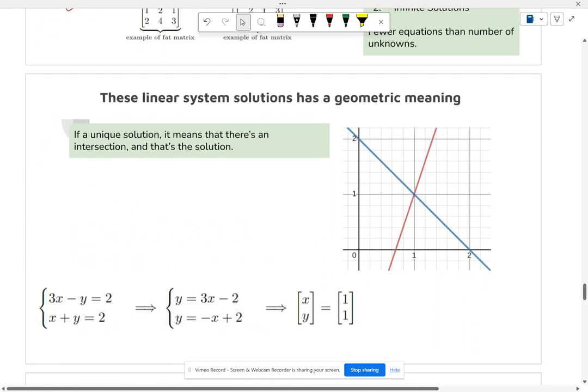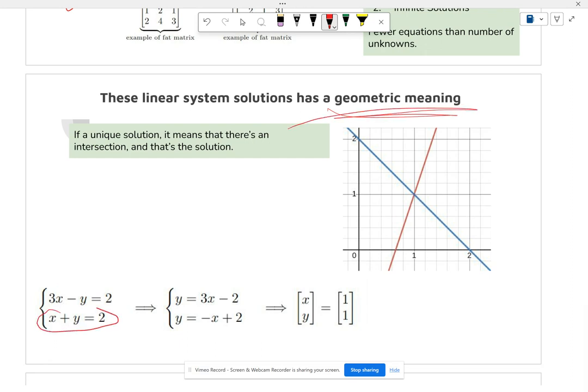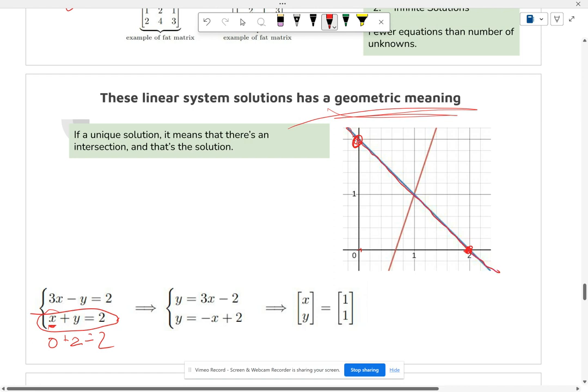Now, these linear system solutions actually have a geometric meaning. So we know that this is a line. Let's say x is equal to 2. This means y equals 0. So x equals 2, y equals 0. Again, if we have y equals 2, then x has to equal 0. So this right here essentially represents this line, the blue line.